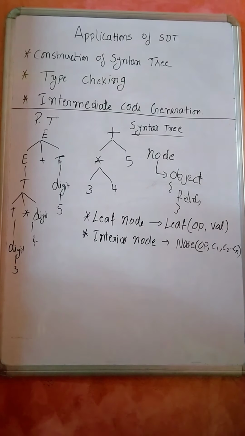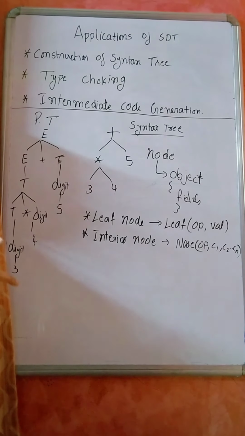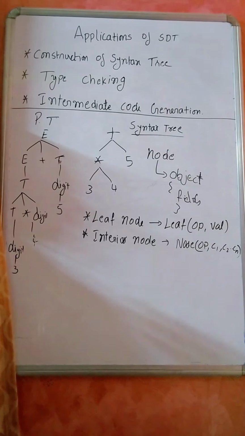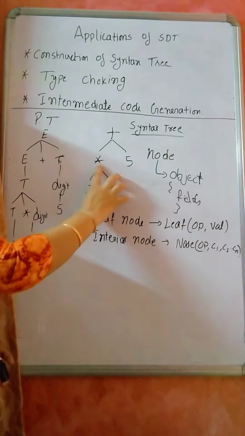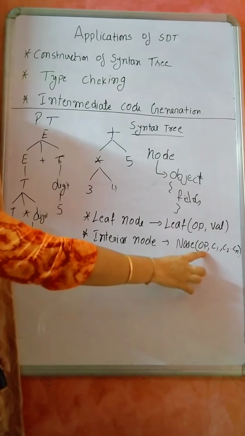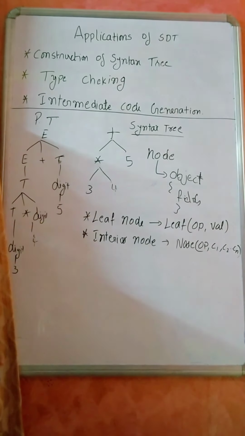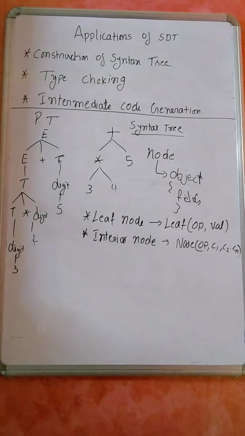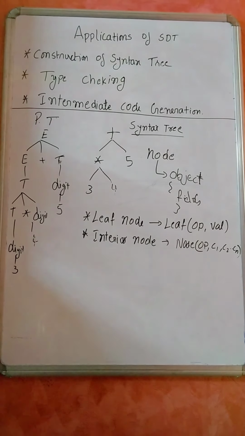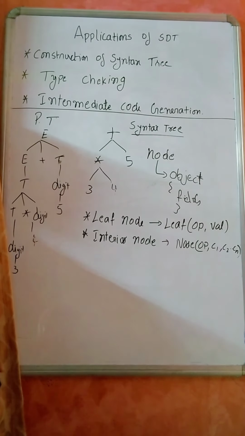If it is any of the interior nodes like this, then you will have one OP field which will label that node. Along with that, you will have n number of fields depending on how many children it has. If it has 2 child nodes, then one is the OP field, one field for this child and one more field for this child. So one OP field and 2 more fields, one for each child. So that is how that interior node will be represented.